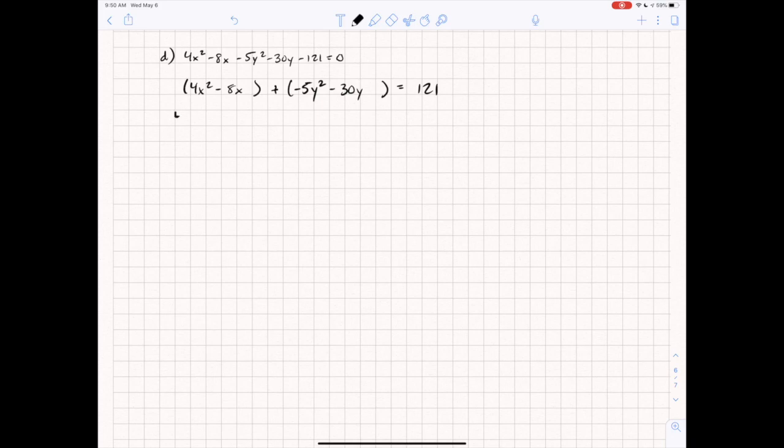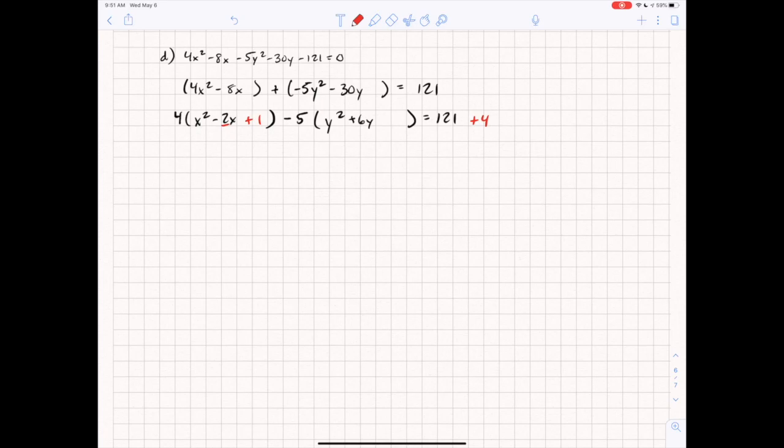Let's factor out the GCF. So I'm going to factor out a 4. So x squared minus 2x, leave some empty space. Factor out the negative 5. So this would be a y squared plus 6y with some empty space there. And then now let's go through and complete the square. So dividing negative 2 by 2, I would get negative 1. Squared, though, is positive 1, which means I'm going to add 4 to the other side.